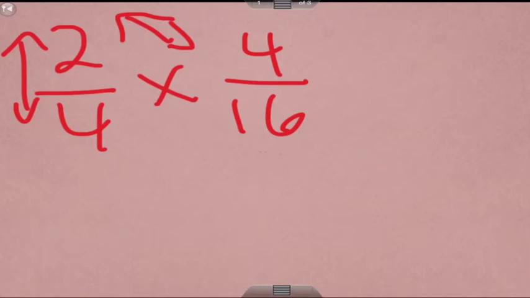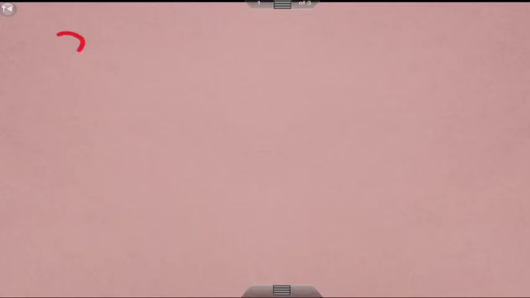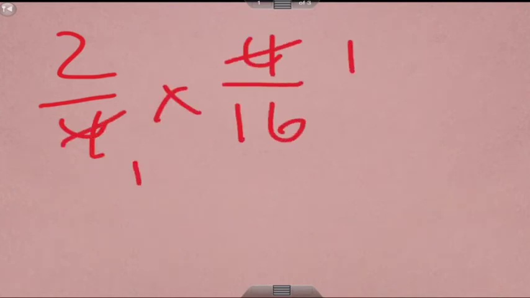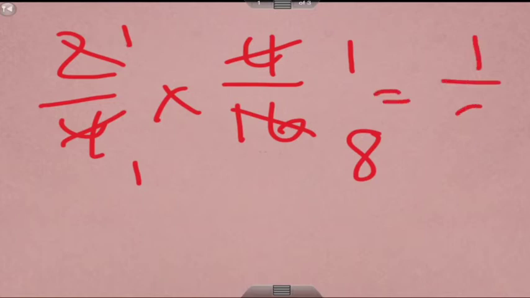So I'm going to go on the diagonal. Let me rewrite this so it's a little bit neater for us. So it's 2/4 times 4/16. I could reduce these, and I have 1. I could reduce this, I have 8 and 1 because 2 goes into 16 8 times. 2 goes into 2 1 time. So the answer would be 1/8. So that's multiplication with fractions.